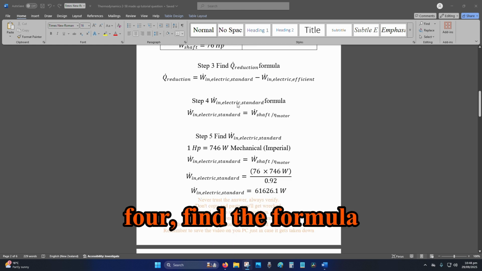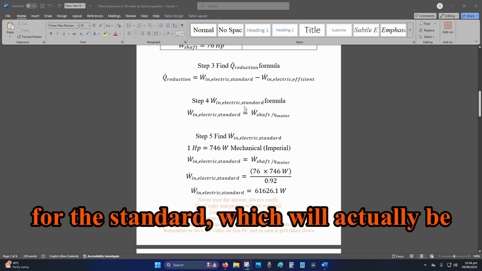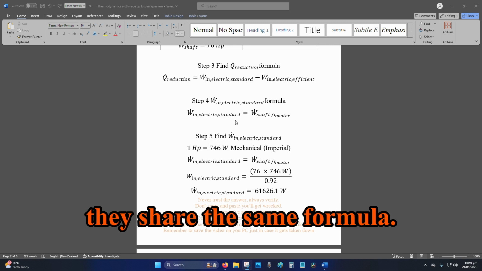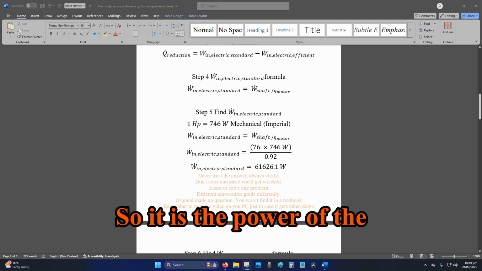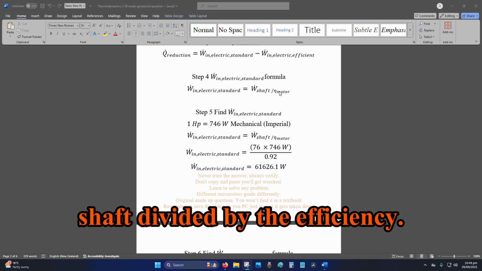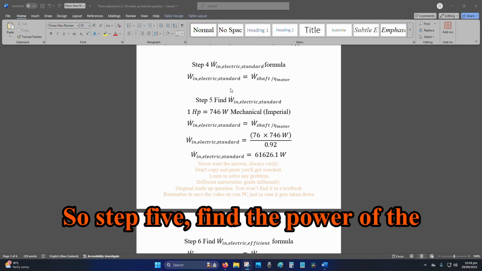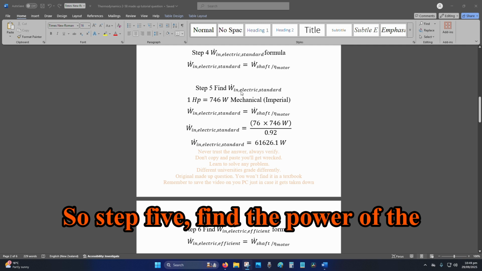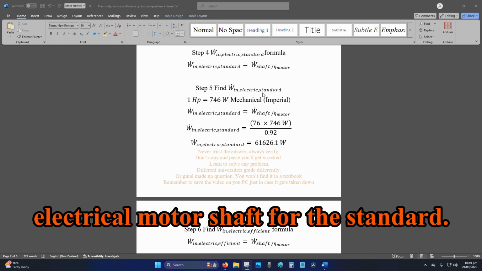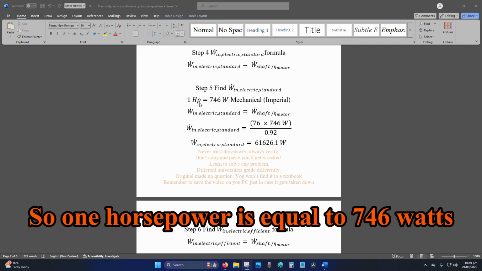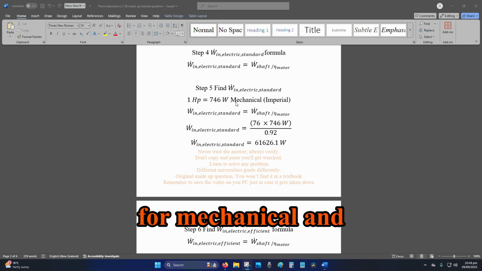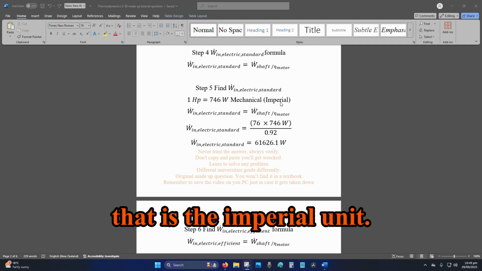So step 4, find the formula for the standard, which will actually be the efficient one because they share the same formula. So it is the power of the shaft divided by the efficiency. Step 5, find the power of the electrical motor shaft for the standard. So 1 horsepower is equal to 746 watts for mechanical, and that is the imperial unit.